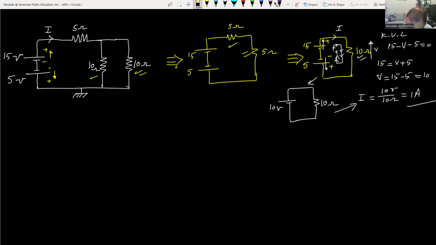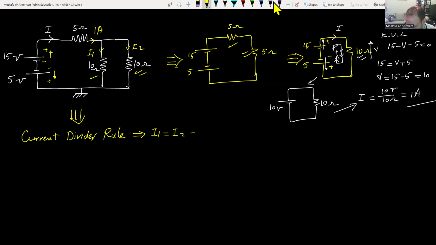So we determined I. Let's go now to our original circuit. We know now this is 1 ampere, and this is I1, this is I2. By common sense or the current divider rule, just like the previous example, I1 will be equal to I2, which will be equal to I over 2, which is half an ampere. Now let's apply the law of conservation of energy. So the power number one, the power generated.